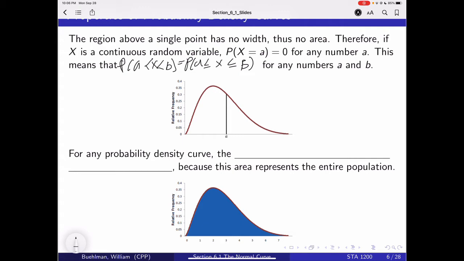For any probability density curve, the area under the entire curve is 1. Because this area represents the entire population, and if you remember back to probability, if we have all the possible outcomes, they need to sum to 1, so the area under this curve has to be 1.